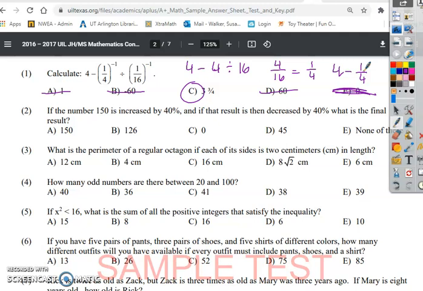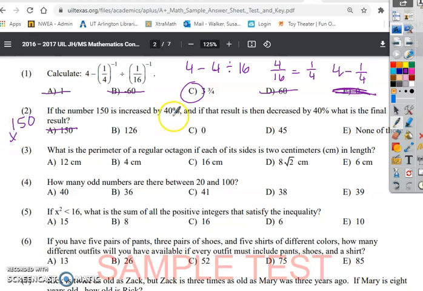Number 2, it says if the number 150 is increased by 40, and if that result is then decreased by 40%, what is the final result? Make sure I said percent there. Okay, so first of all, cross this one off. 150 is increased by 40, then decreased by 40. That's kind of like a trick answer. You think you go back to where you started, but that's not what happens.